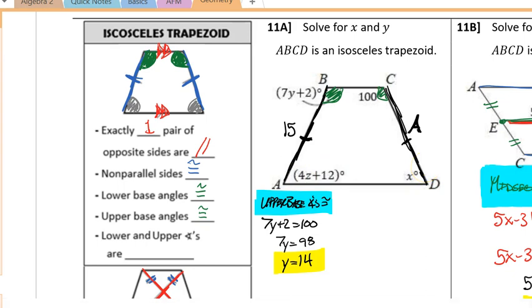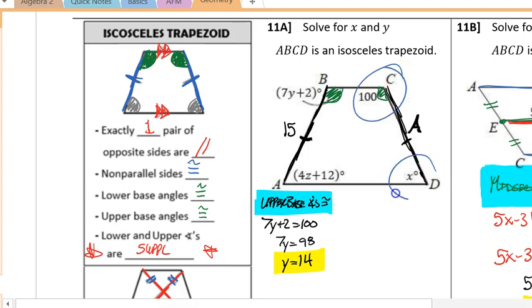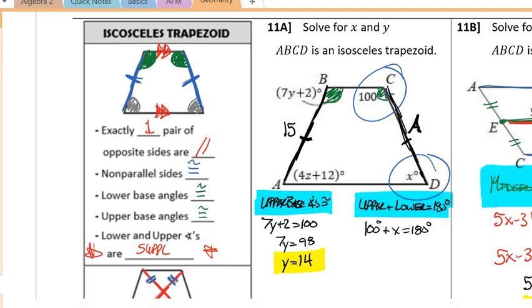Instead, we're going to look at the very last property, that a lower and upper angle are going to be supplementary. That means they add to 180 degrees. So when I look at angle C and angle D, this is an upper base angle, this is a lower base angle. Together, they should add to 180 degrees, giving us the relationship that 100 plus x should be 180 degrees. So x is equal to 80 degrees.